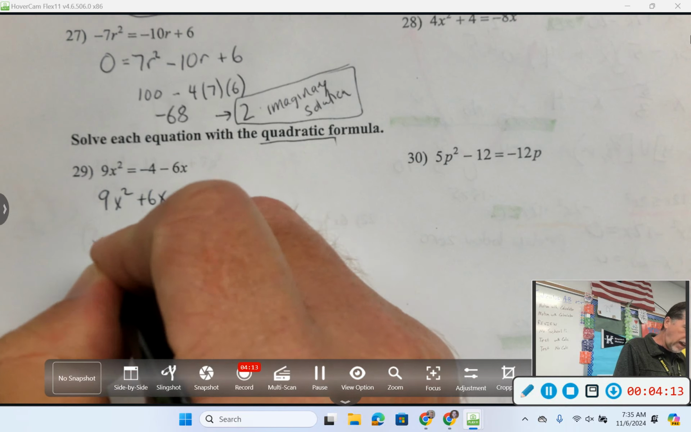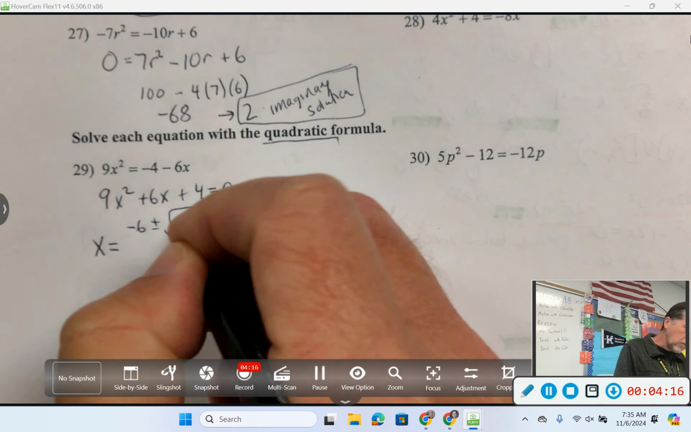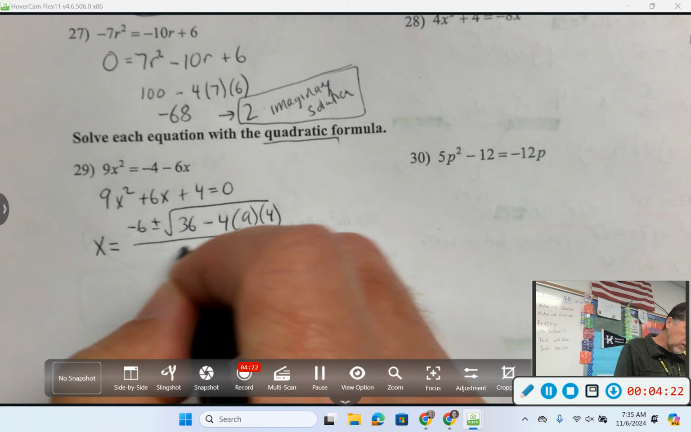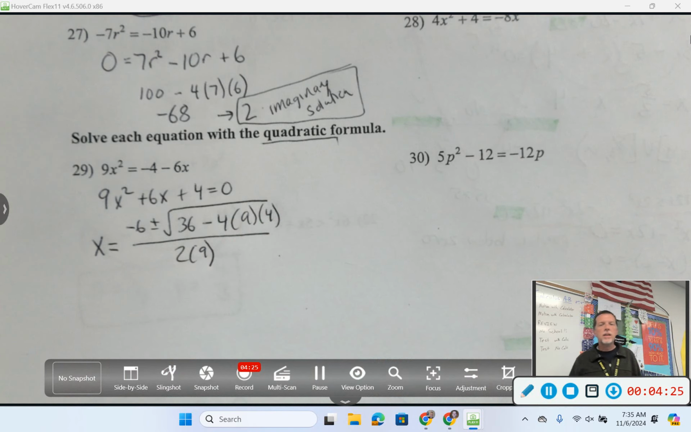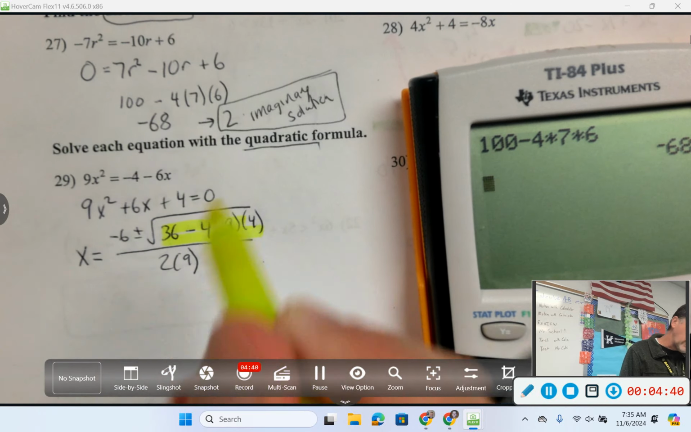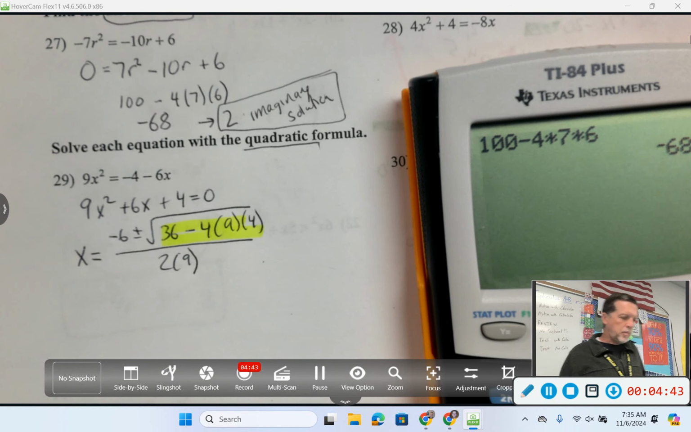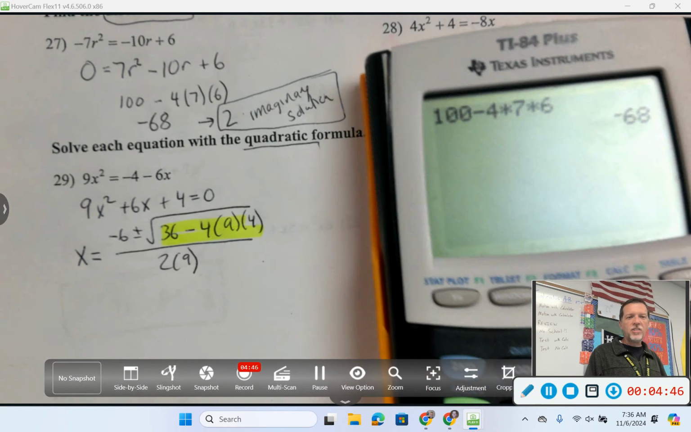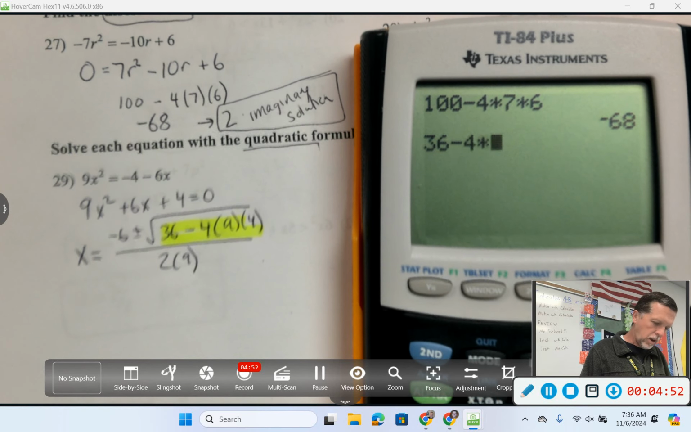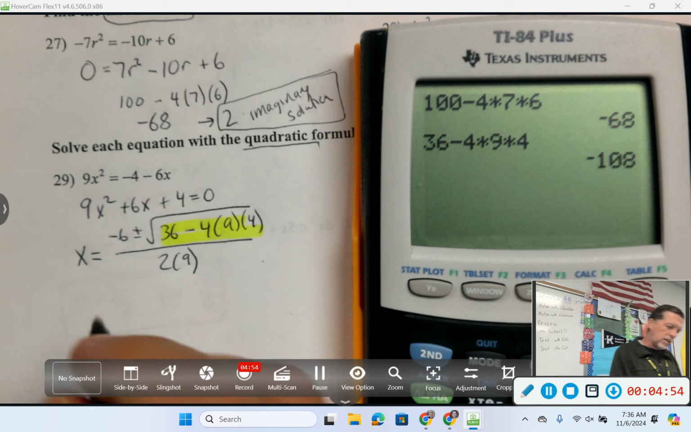X equals negative b plus or minus the square root of b squared minus 4ac all over 2a. So wait, we can just do root 180 in the calculator, right? Yes. Except, wait, that's not root 180 though, right? I do like doing the inside first, because that'll tell me what kind of solutions I've got going on. Oh, I did plus. If I do the square root of a negative number, the calculator's not going to like that. So 36 minus 4 times 9 times 4 is negative 108.